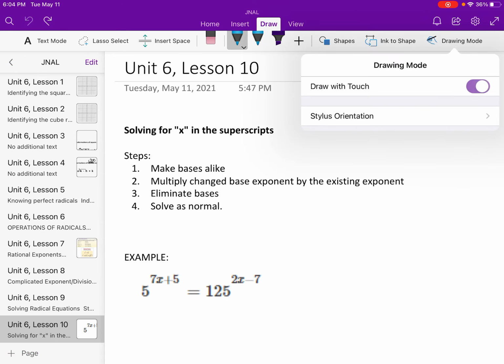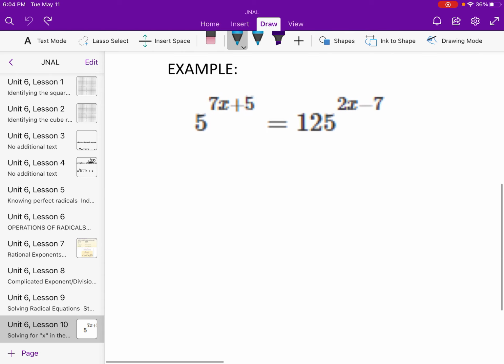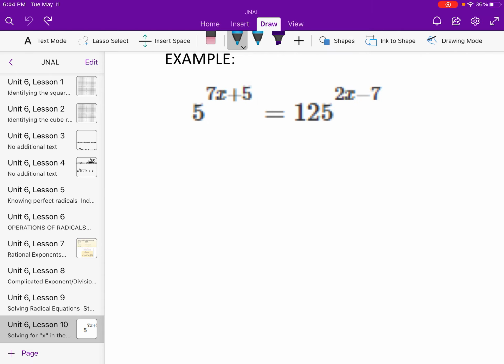So if we need to first make the bases alike, what can we do? We have 5 and 125. There's not an exact mathematical way to do it, but you might just have to think like this. 5 to what power could equal 125? Or you could even think 5 equals 125 to the root of whatever. But hopefully we know that you can make 5 cubed equal 125.